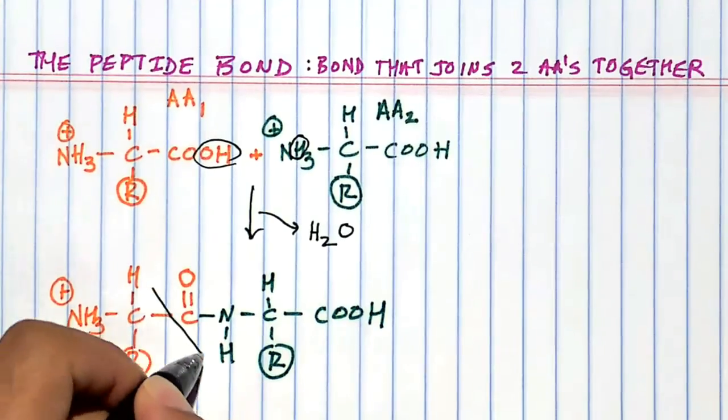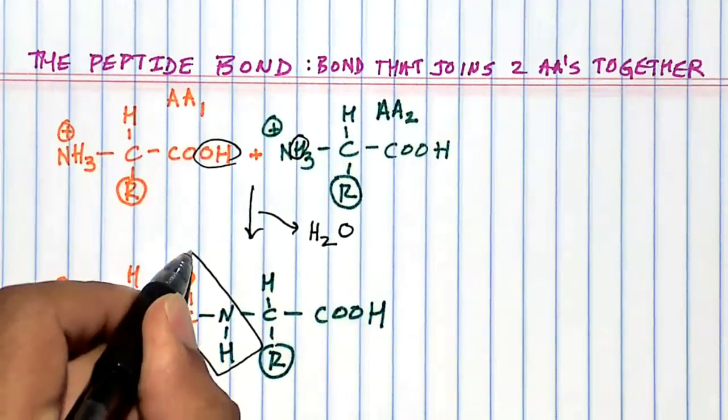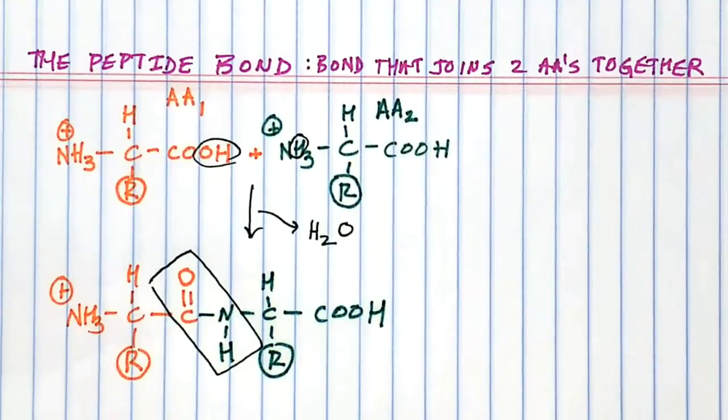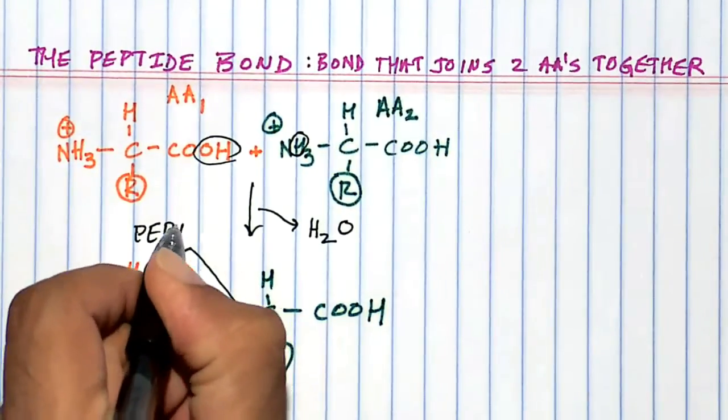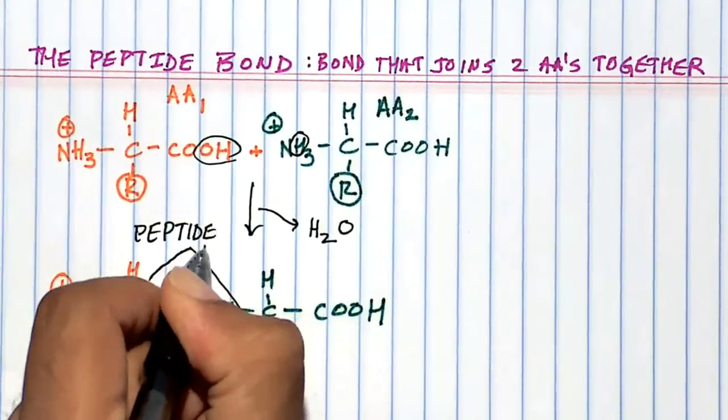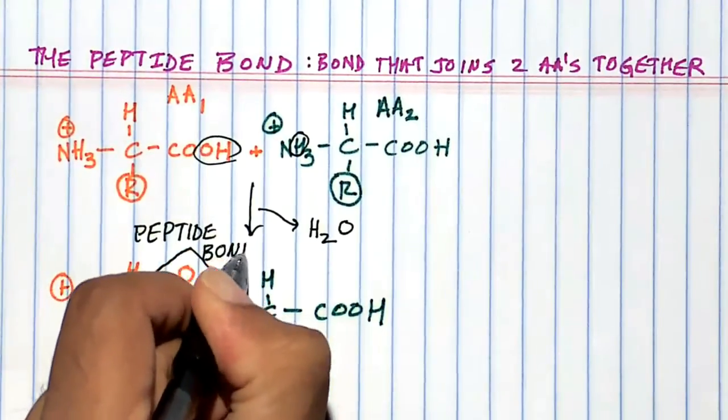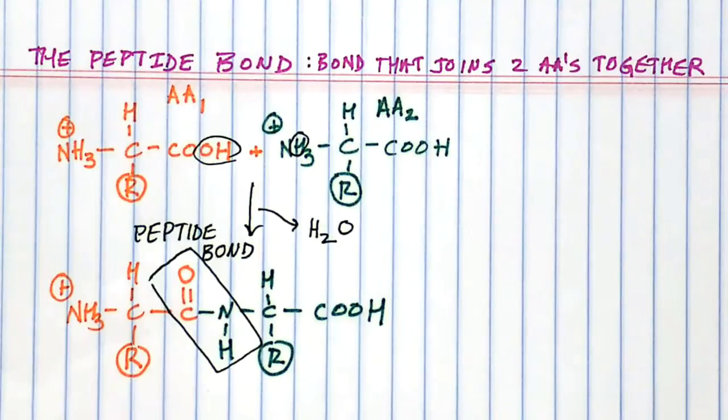the crux of this video, and that is this bond right here. This is the peptide bond, C double bond ONH. C double bond ONH is the peptide bond. Okay, so this holds amino acid 1 with amino acid 2 together.